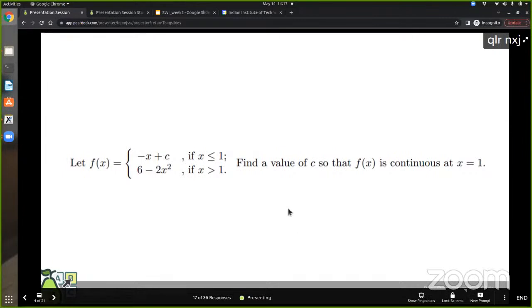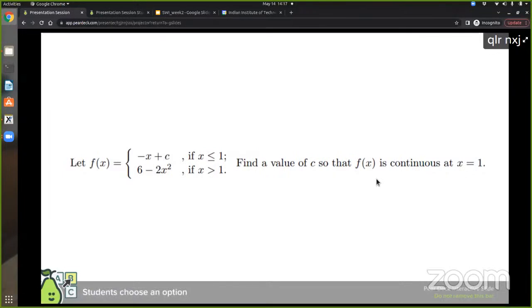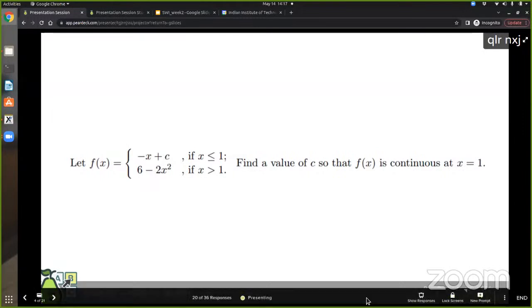17 out of 36 people have answered. So again, you will use the same thing. You will compute left-hand limit, right-hand limit, and the function value at x is equal to 1. Equate them, and whatever value you get for c, that's the answer. Two people have done it incorrectly.